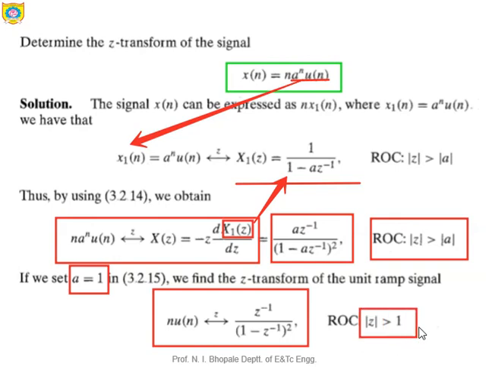So this is how, by application of the differentiation property, we will be able to calculate the z transform of a signal which is multiplied by either n or n square. If it is multiplied by n square, then simply we need to take minus z d square by dz square of x1 of z. So that is what this differentiation property is.